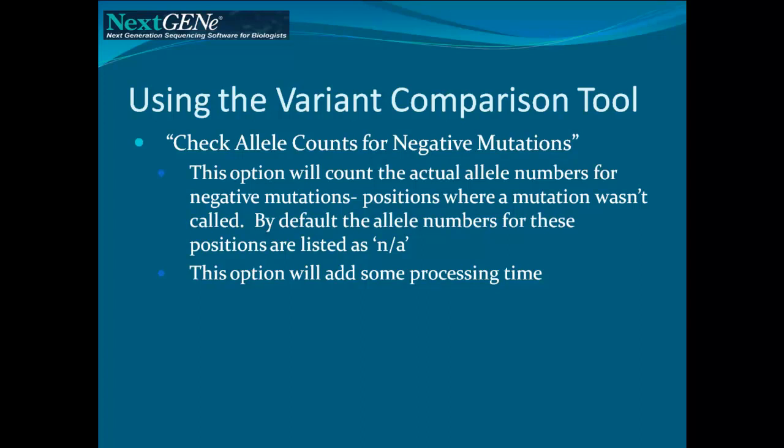The Check Allele Counts for Negative Mutations option will count and display allele information for negative samples instead of listing the default NA. However, this will add some processing time.